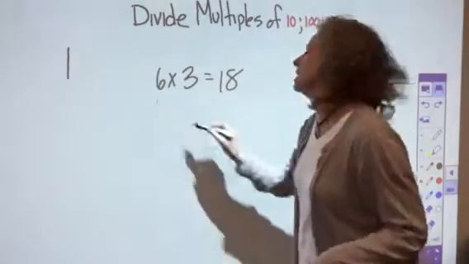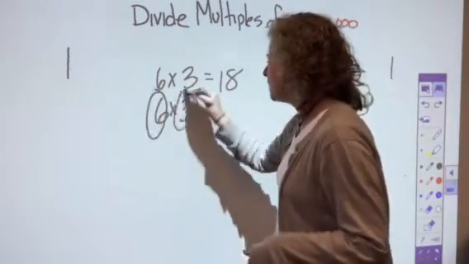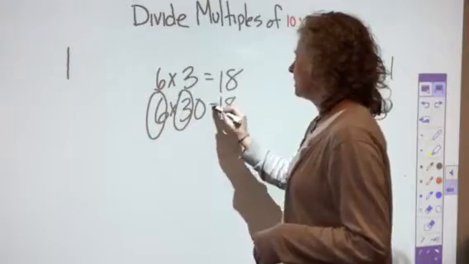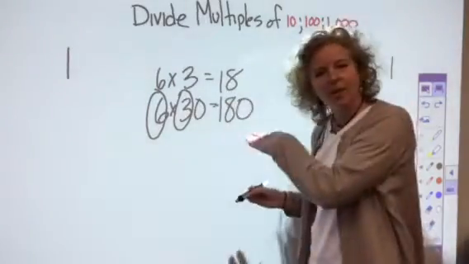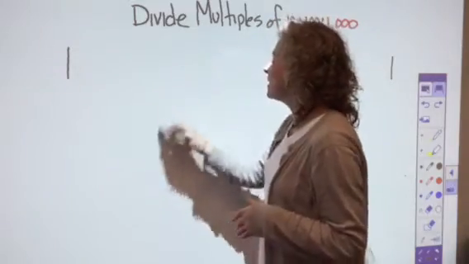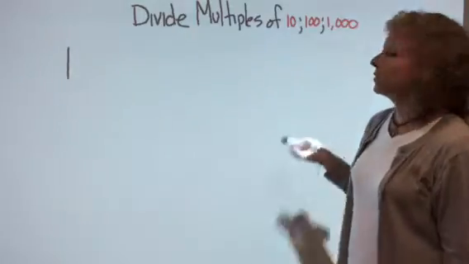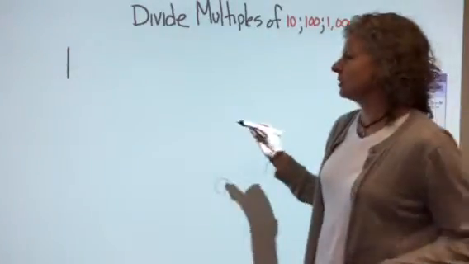6 times 3 is 18. 6 times 30, we were like, hey, basic fact. That's 18, took off a 0, add 1. Remember that? Well, guess what? Same thing still applies when we're dividing with multiples of 10, 100, and 1,000.